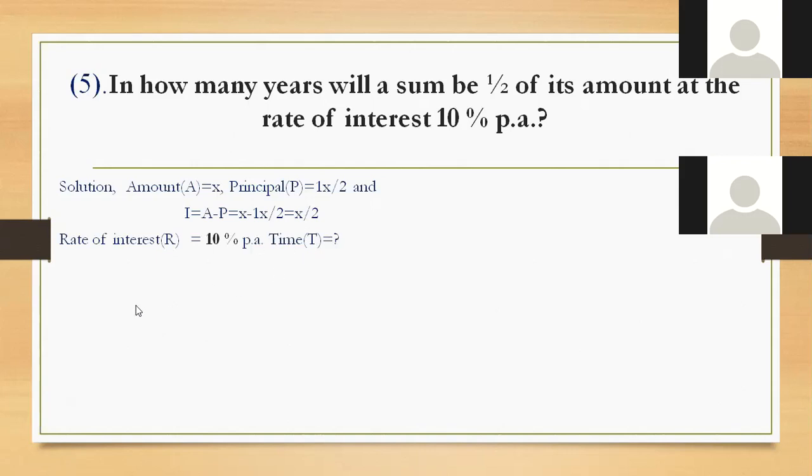Time is asked to find. Then we have the formula time equals interest into 100 by P into R. Put the value: interest becomes x by 2, principal also becomes x by 2. Here interest and principal are equal. X by 2 cancels. 100 divided by 10 means what will be the value? 10 years. I hope everybody has done like this.